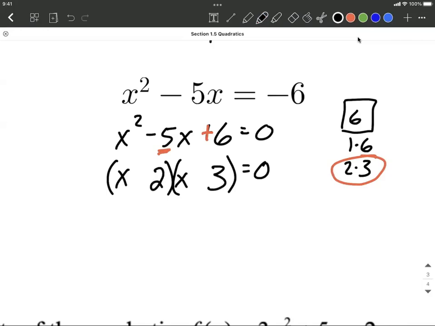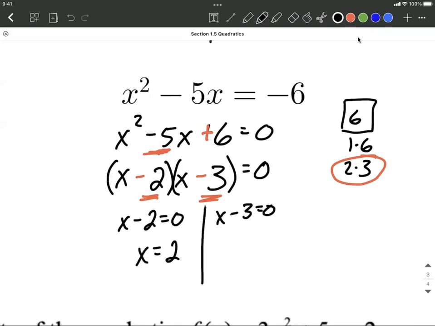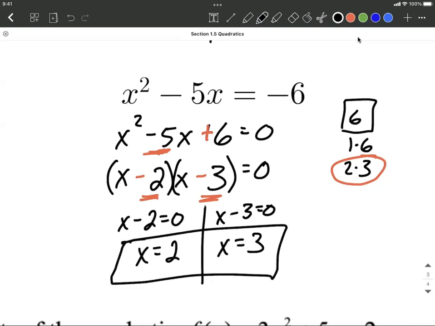Now I have to make sure that if I were to combine these together by adding 2 and 3, we're going to get a -5. So in this case, I think we have to go -2 minus 3 more makes -5. We could double check, multiply it back out if we wanted to, but I'm pretty confident on this. So let's set each one of these factors equal to 0, solve them down. This one we're adding 2, this one we're adding 3, and we end up with 2 distinct solutions. Could check them if we wanted to.